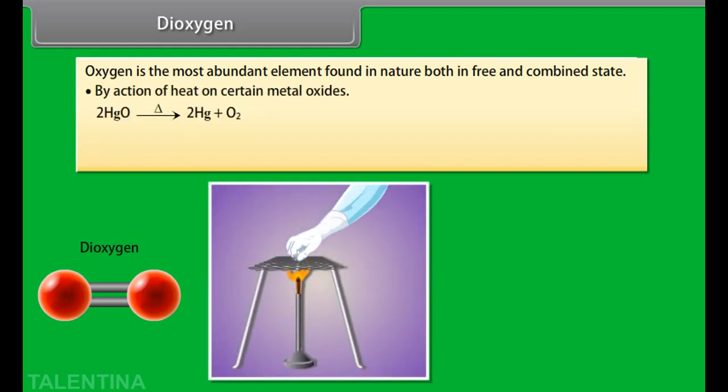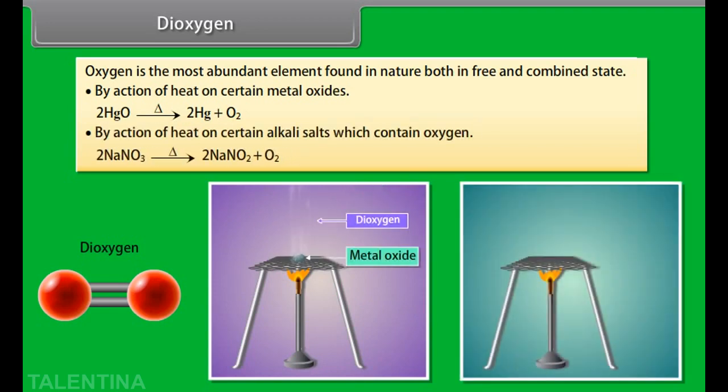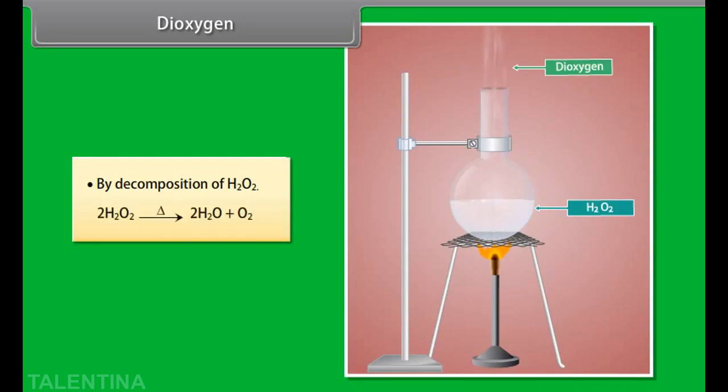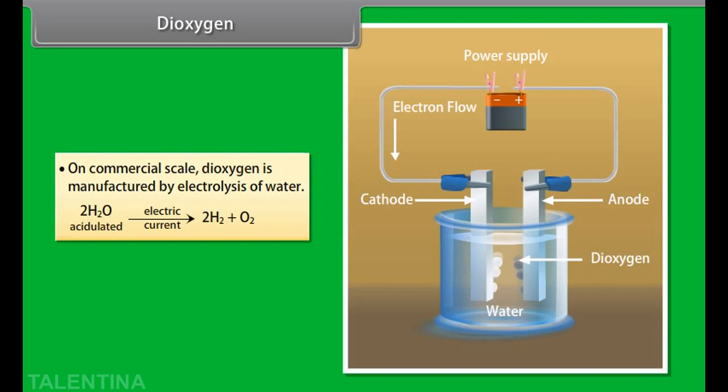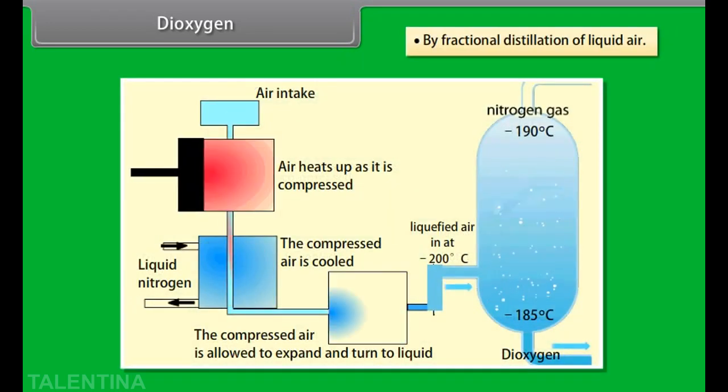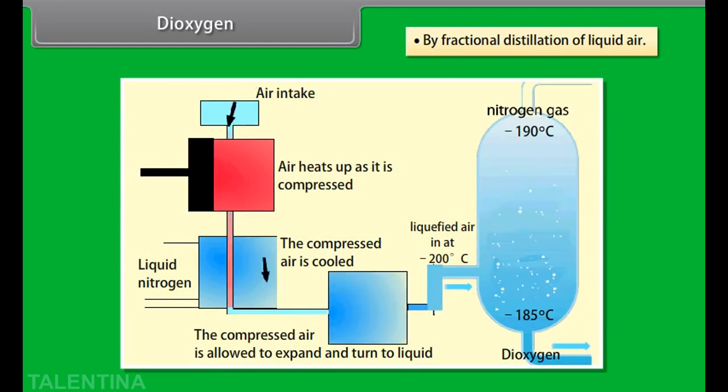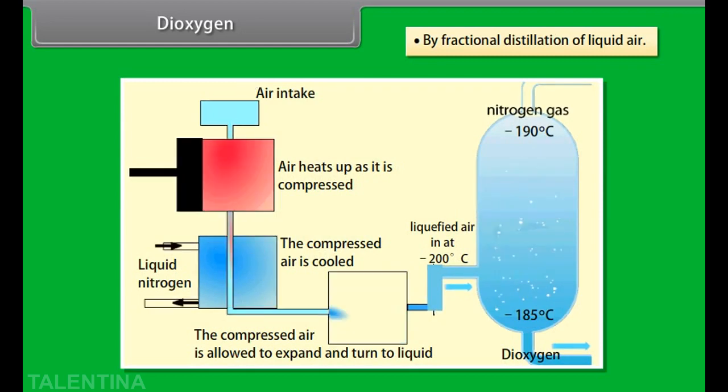By the action of heat on certain metal oxides. By the action of heat on certain alkali salts which contain oxygen. By decomposition of H2O2. On a commercial scale, dioxygen is manufactured by electrolysis of water. By fractional distillation of liquid air. When liquid air is distilled, nitrogen with lower boiling point distills out first, leaving behind practically pure dioxygen.